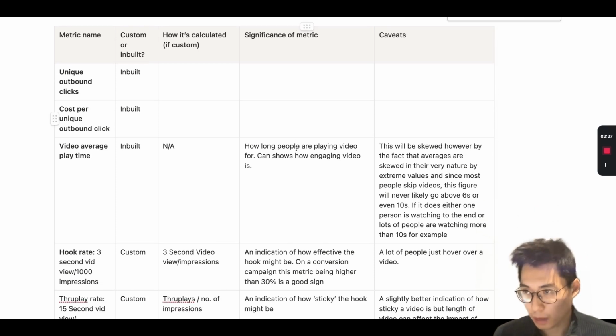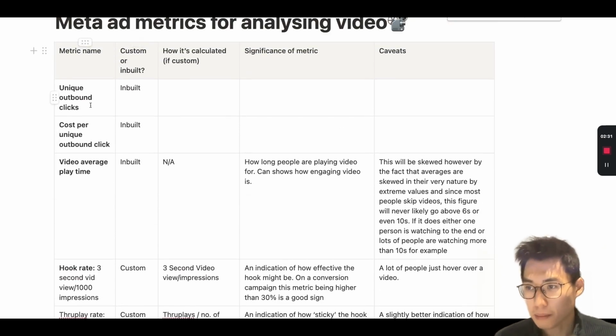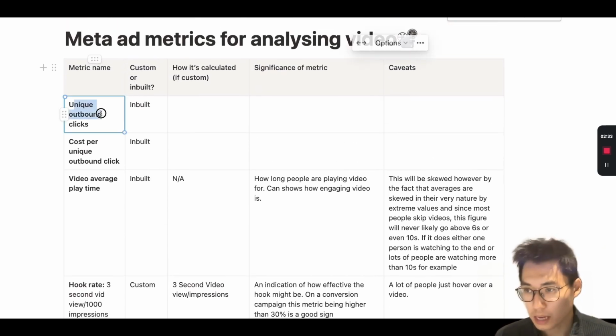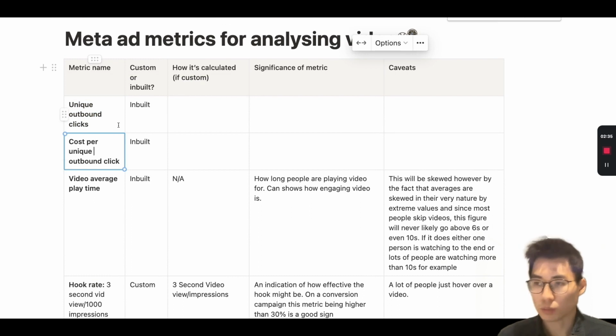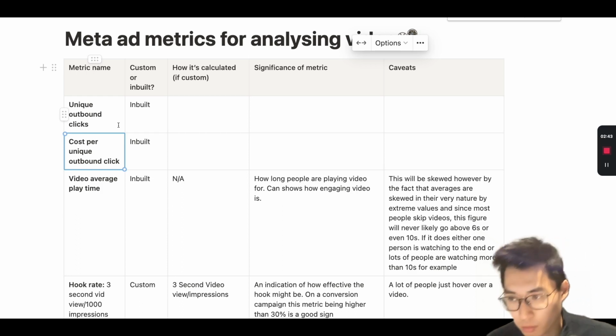So when we're looking at the Meta platform, what you can get are some inbuilt and custom metrics. In terms of the inbuilt metrics, you can get unique outbound clicks and cost per unique outbound click. This will tell you how much it costs to get somebody out of the ad and into your website, your landing page, your inbuilt form, whatever it might be.